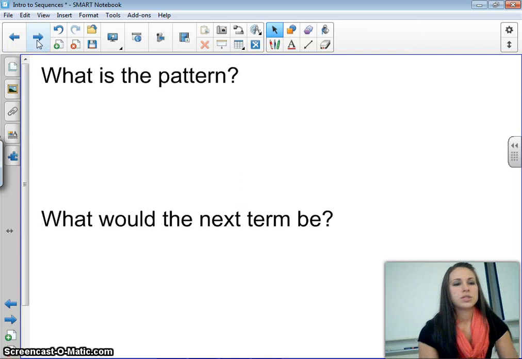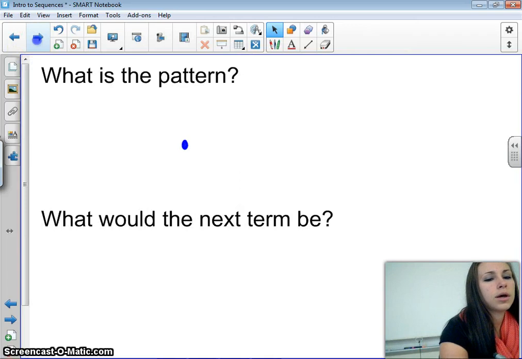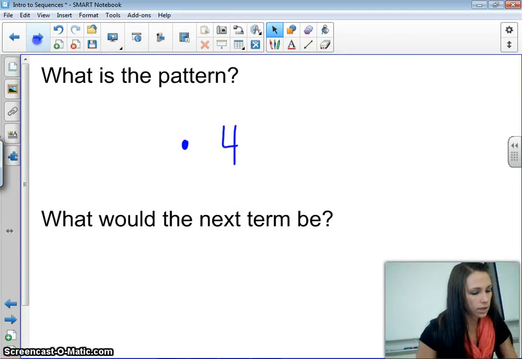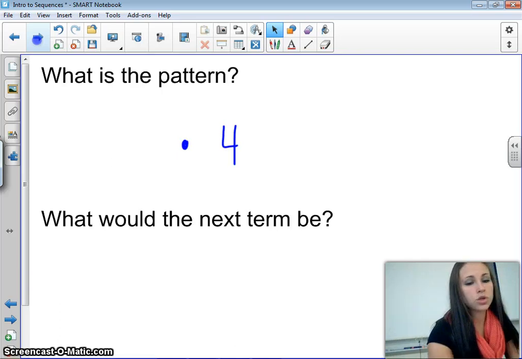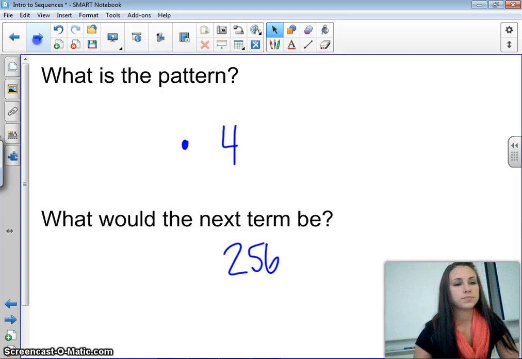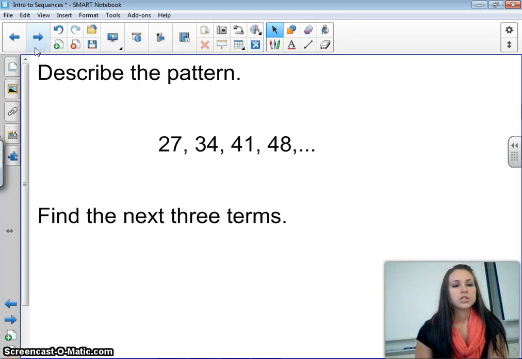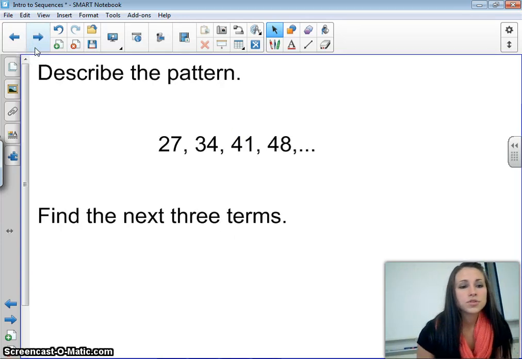Alright, so what was the pattern? We were multiplying by 4. What would the next term be? I would say 64 times 4. And if I did that, I would get 256. Alright, so in these first few problems, we're just finding a pattern. And it's just that simple.